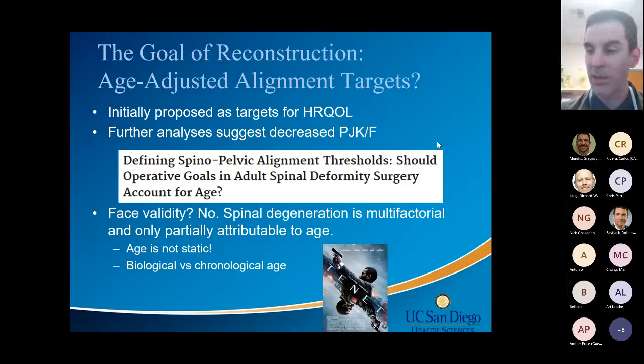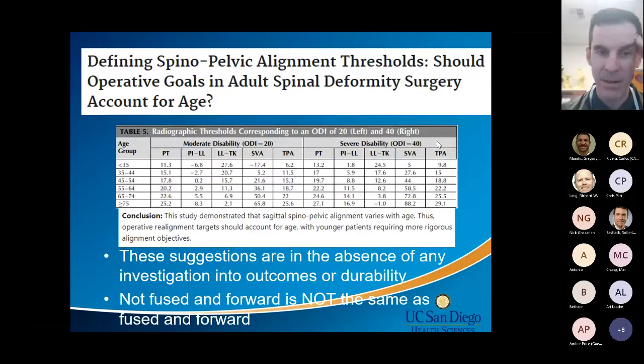The other thing, right, is that we're pushing age adjusted in the setting of also pushing the concepts that biological age is far more important than chronological age, which is something that I absolutely agree with. So we need to put our ducks in a row and pick which ones we're going to stick to and which ones we're going to pass on. And then in this paper, they make recommendations for alignment based upon age only, and it ignores any influence that pelvic incidence has on all of these measures, and pelvic incidence is completely related to all of these measures.